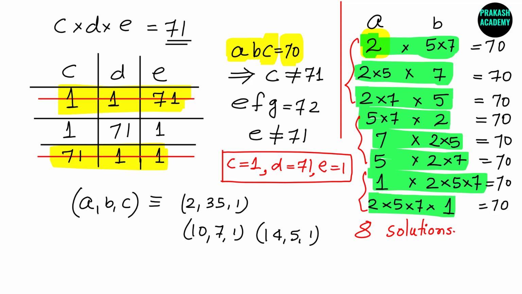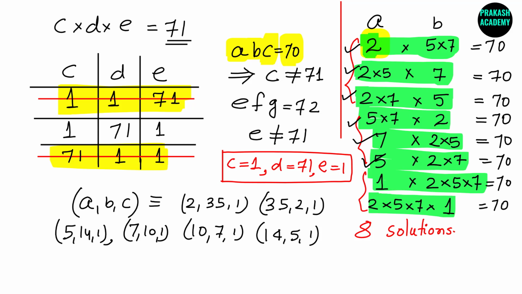Or you can have 35, 2, 1, and then 7, 10, 1, and then 5, 14, 1, and then you can have 1, 70, 1, and then 70, 1, 1. So in this way you can see there are 8 possible solutions we have.